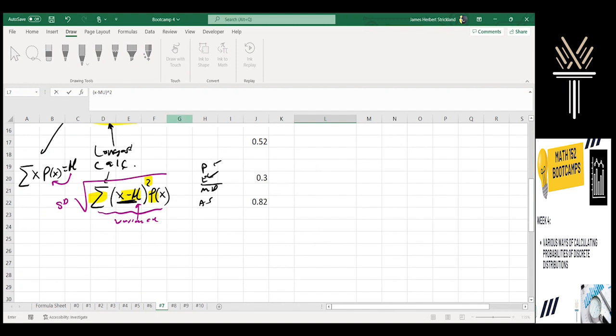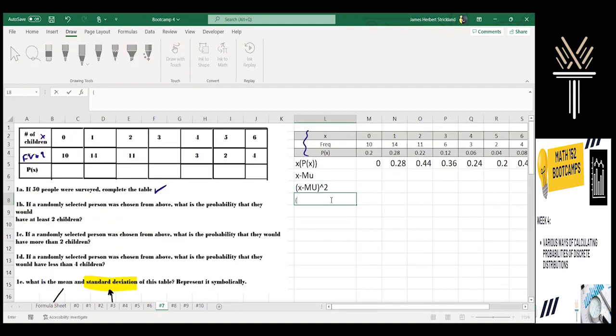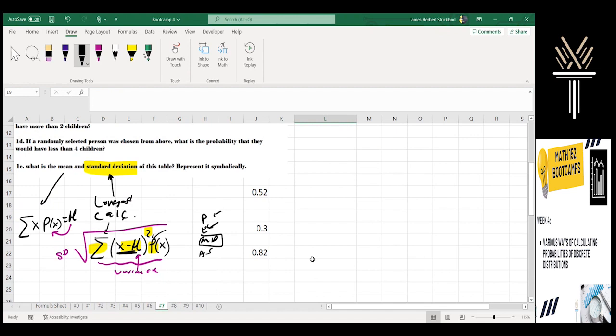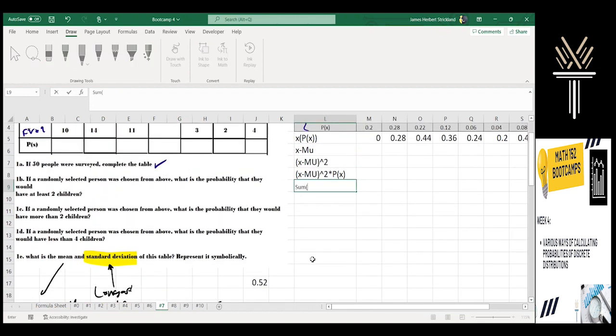Then we look for any kind of multiplication or division, and that's times p of x. So let's make a note of that so we know what we're doing. So we're going to do x minus mu squared, but times p of x. And then once we do all that, we can then finally find the sum of x minus mu. I'm just writing out the steps so we know what we did later on. And then finally, we can take the square root of the sum of x minus mu squared times p of x.